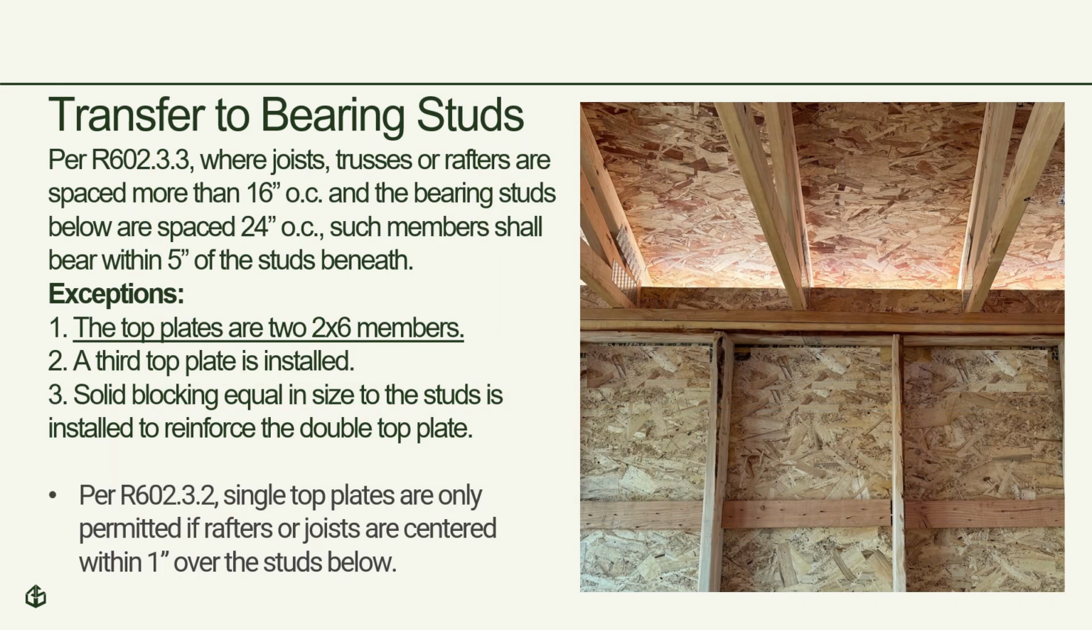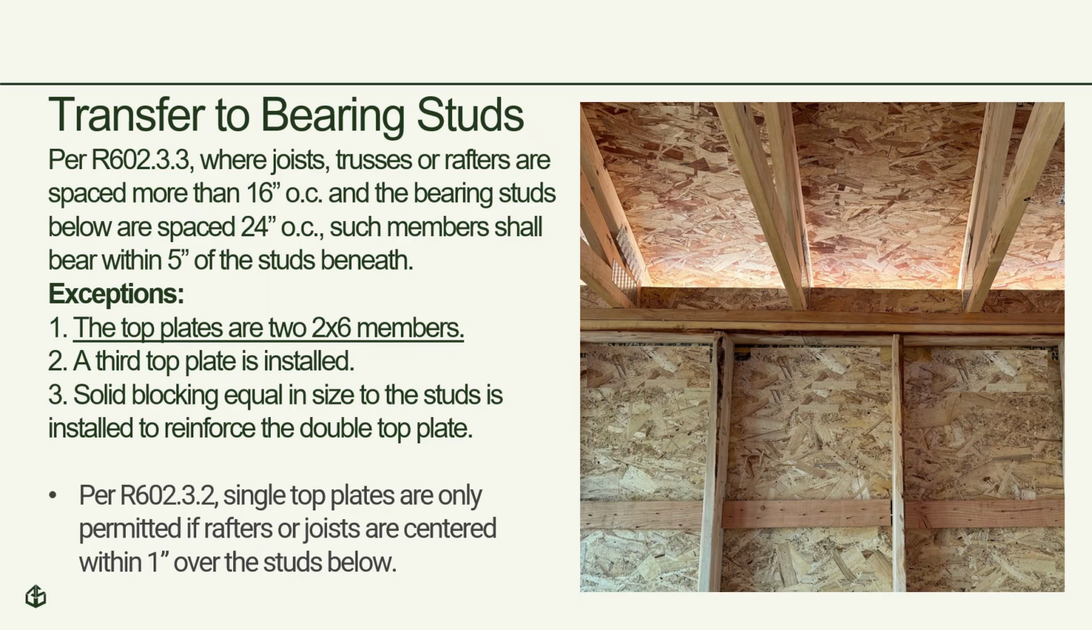Section R602.3.3 addresses transferring gravity loads from trusses, joists, or rafters to the studs below by requiring them to align with certain tolerances. Generally, where the studs below are 24 inches on center and the joists or rafters are spaced greater than 16 inches on center, they must align within 5 inches. Also, if there is only a single top plate, they must always align within a 1 inch tolerance.